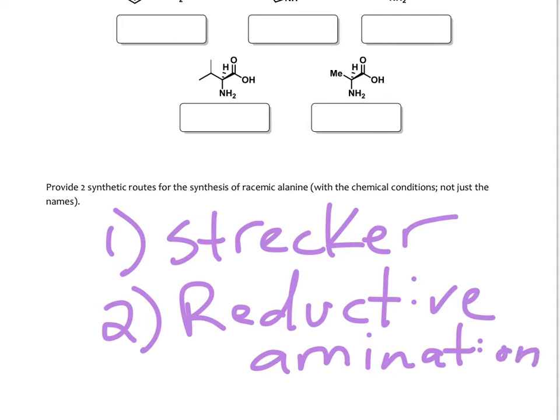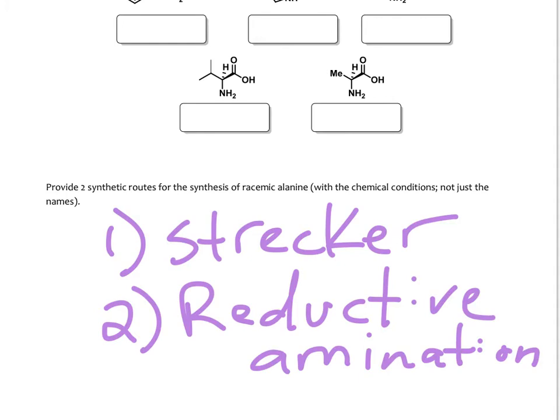So the Strecker reaction involves starting with the appropriate aldehyde. You form an iminium species, or just an imine, which you then treat with HCN. You protonate the imine to form an iminium. The cyano group attacks. It gives you an alpha cyanonitrile, and you hydrolyze the nitrile to the acid, giving you your amino acid. So you would start off with a methyl group on the aldehyde carbon to get alanine.